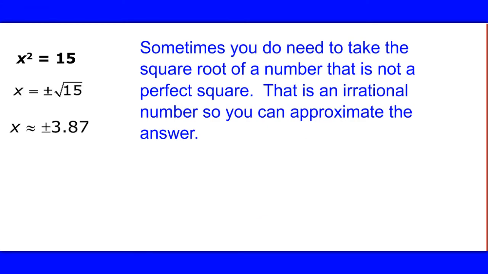Okay? Sometimes when we go to take the square root, it's not a perfect square. So we're trying to take the square root of something that's not a perfect square. In that case, we're just going to approximate it. So here we take the square root of both sides. That gives me x is equal to plus or minus radical 15. We just do that on our calculator. This is called an irrational number. So when you're trying to take the square root of something that is not a perfect square, it's irrational.